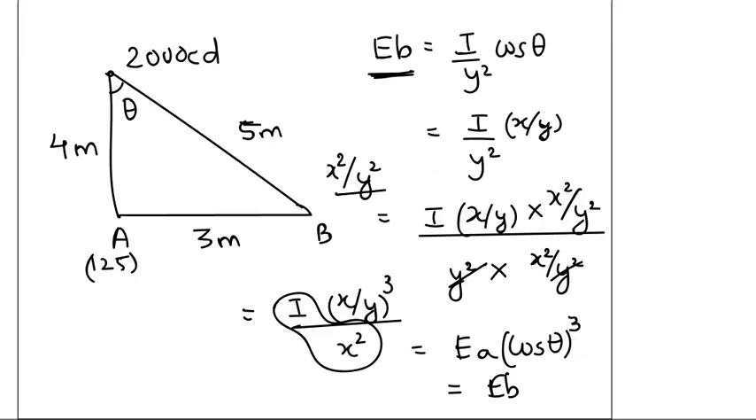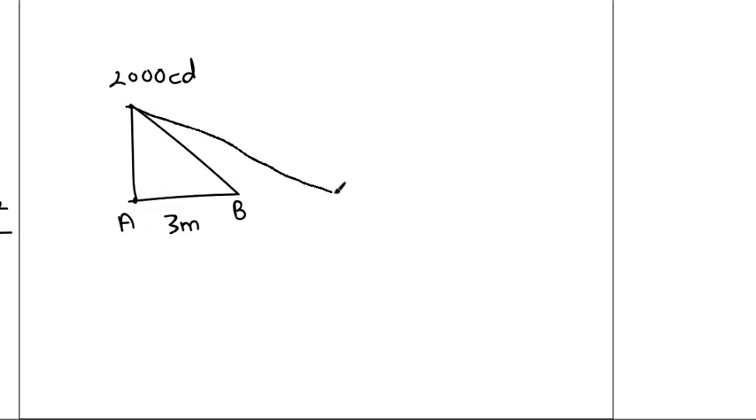So this is a small derivation, and it will be useful in finding illuminance at multiple points due to a single luminaire. For example, if I have the same 2000 candela luminaire, there is a point B over here at a distance of 3 meter from point A, and another point C at a distance of a further 3 meter away from point B. And if I know the illuminance at A is 125 lux, then with the illuminance at A, I can directly find illuminance at C.